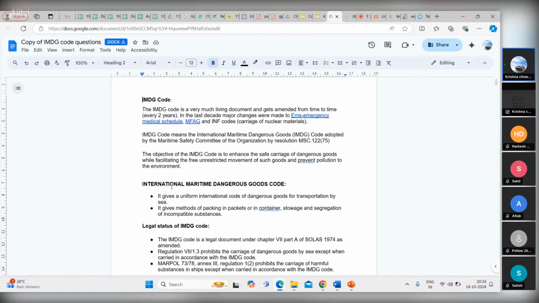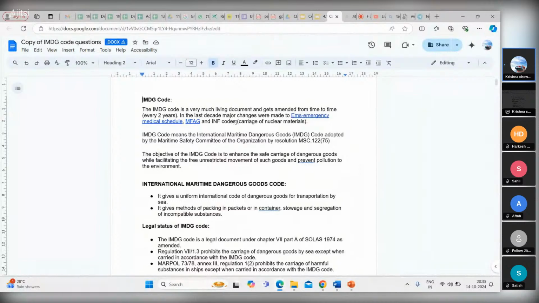The International Maritime Dangerous Goods Code gives a uniform international code of dangerous goods for transportation by sea. The IMDG has three parts. One is volume 1, then volume 2, and then there is the supplement which has the emergency schedule in case of fire and spill, the medical first aid guide in case of medical injury or medical problems, and the INF code also.